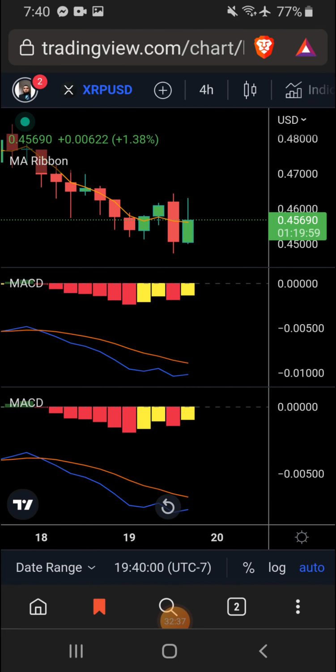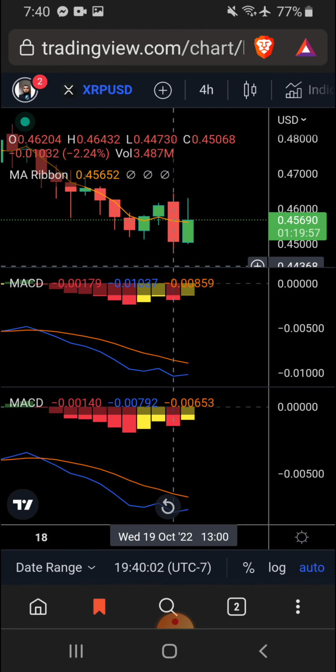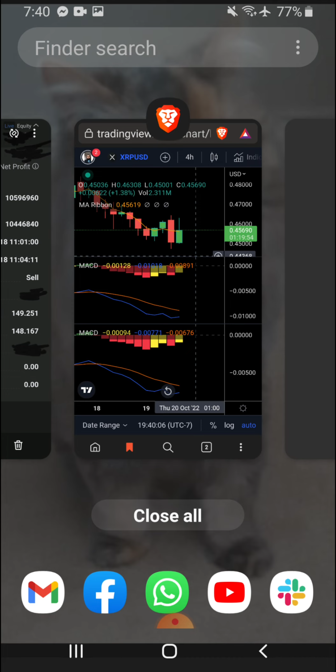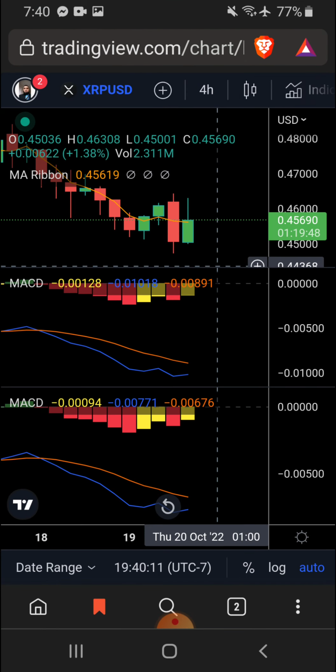XRP. Oh, had the signal. Okay, that was nice. Had the signal. Sorry we missed that, guys, but there was a signal. Whoops, I messed that up somehow. Okay, so it looks like we did have the signal on XRP. So XRP has been more volatile, it seems like, than the other pairs.